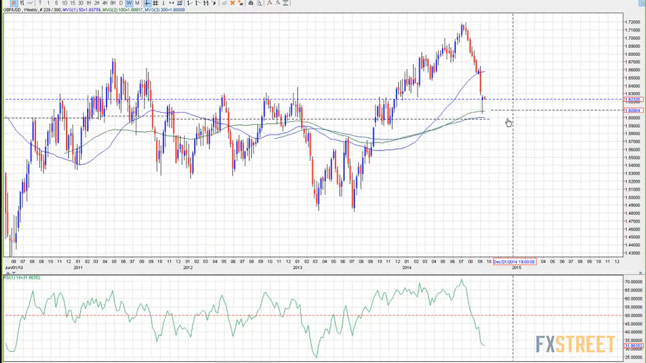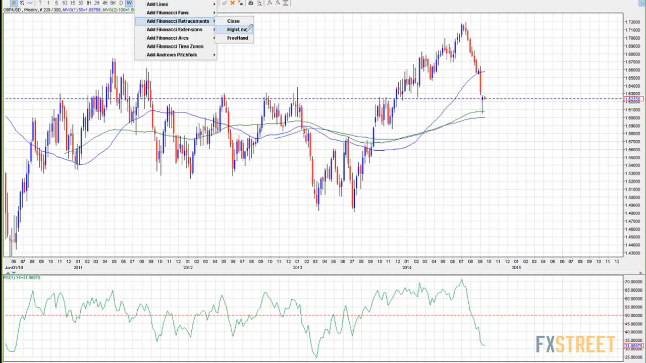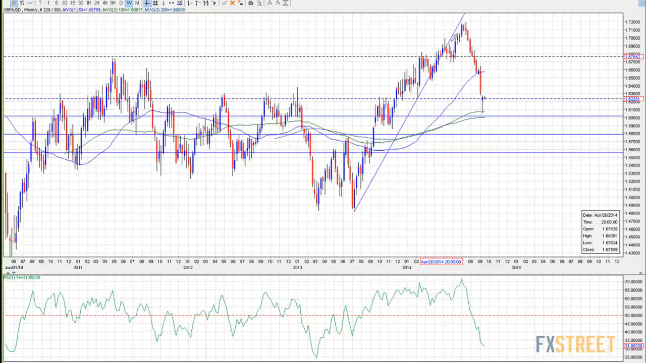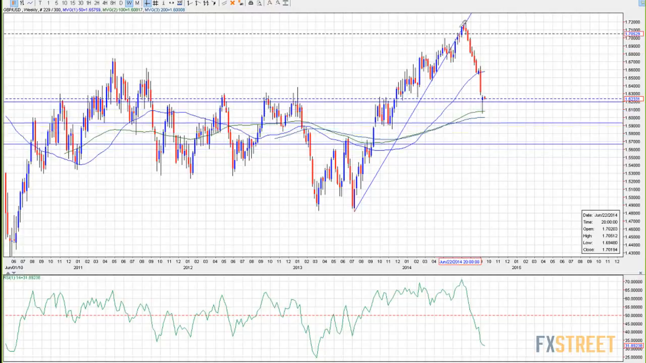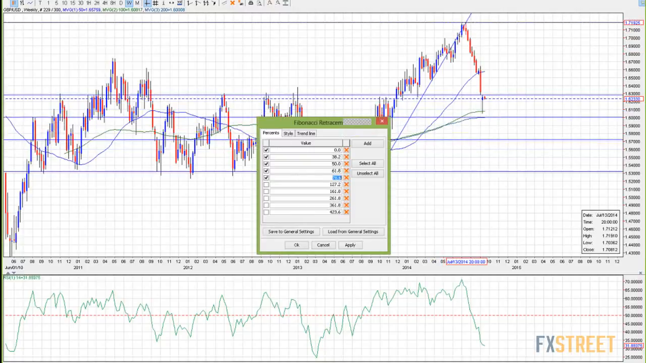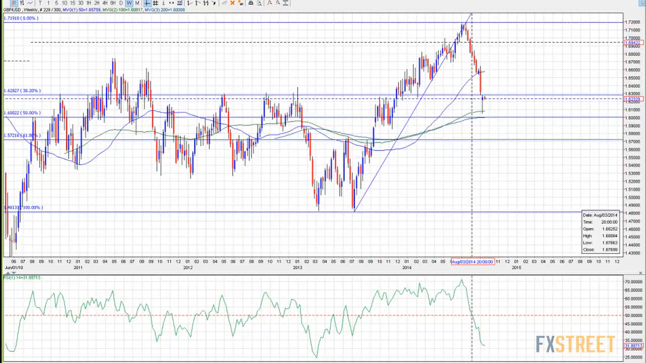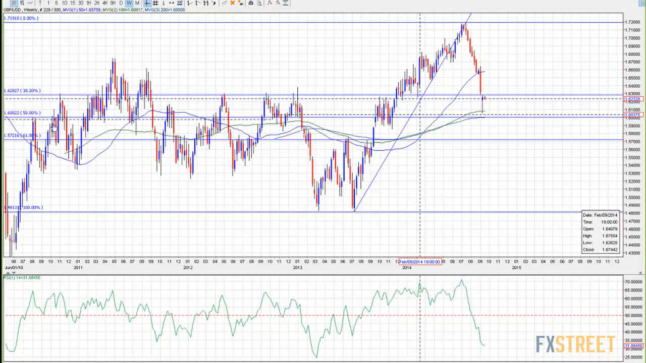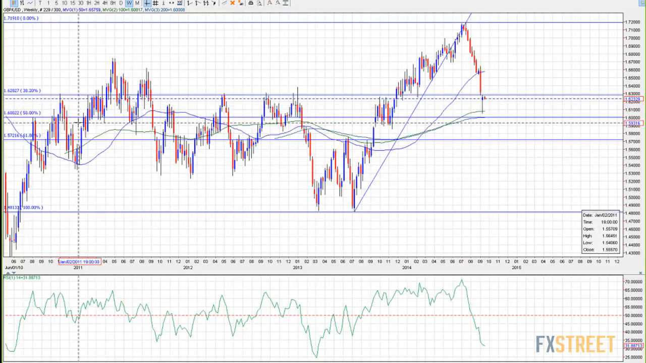Now let's take a look at a Fibonacci retracement of the 2013 to 2014 rally. What you see is price approaching this 50% retracement level at 1.60. 1.60 itself is a psychologically sticky type of price.